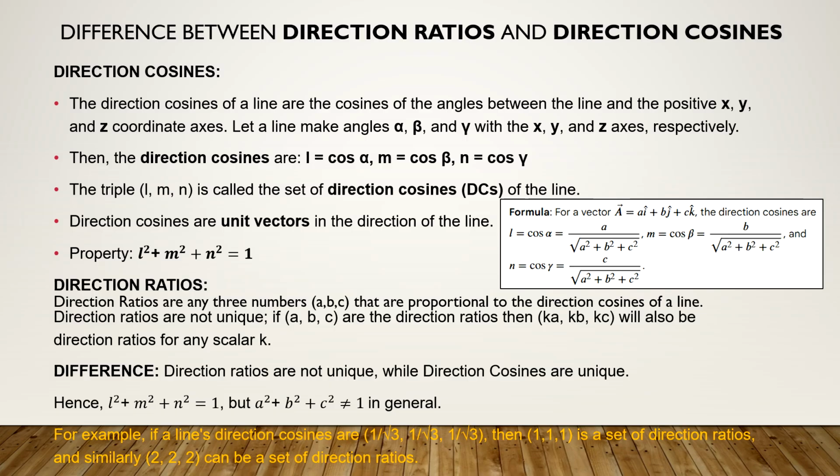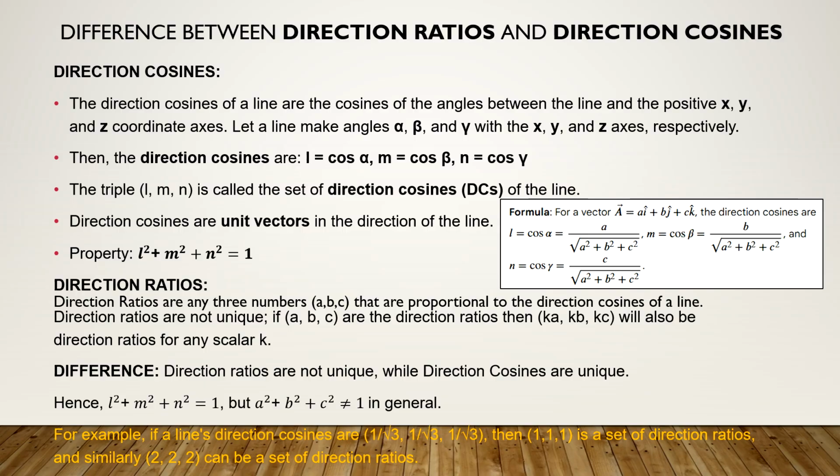Now direction cosines are unit vectors in the direction of the line. Hence, the property that l square plus m square plus n square is equal to 1 holds. And we can see that the formula for l will be a upon root of a square plus b square plus c square, that means the magnitude. Same way cos beta and cos gamma. So you can see that l square plus m square plus n square will be equal to 1. So these are direction cosines.